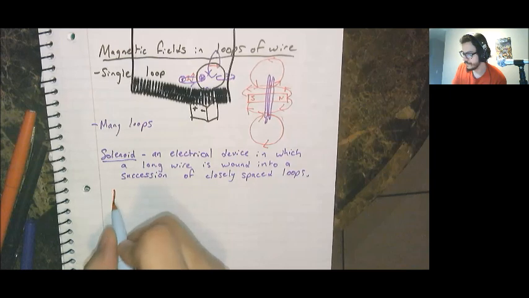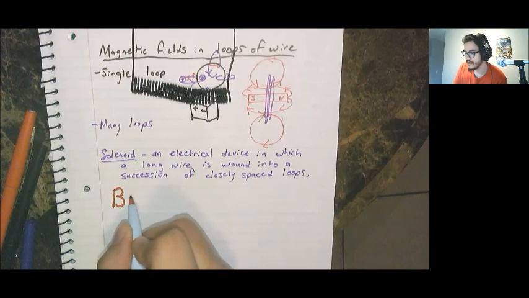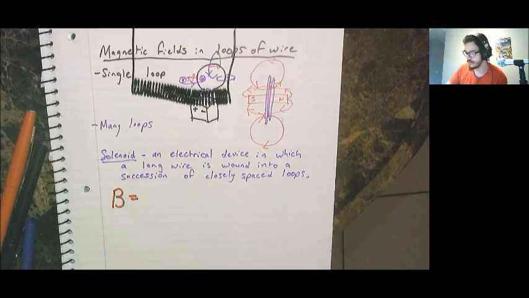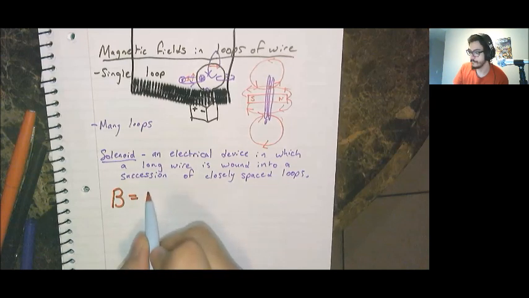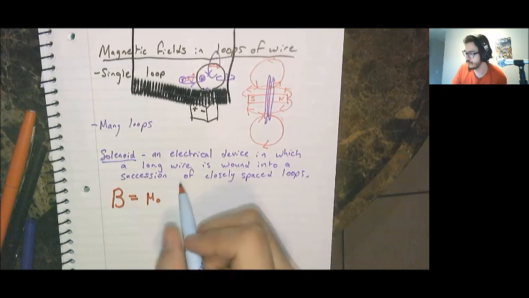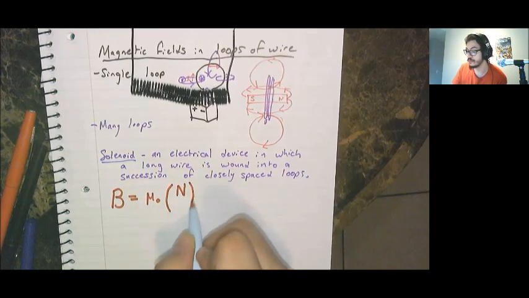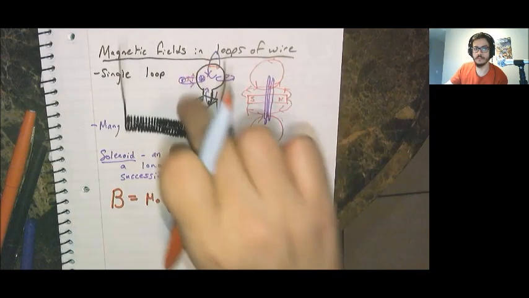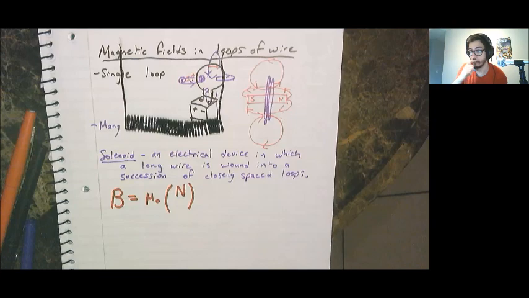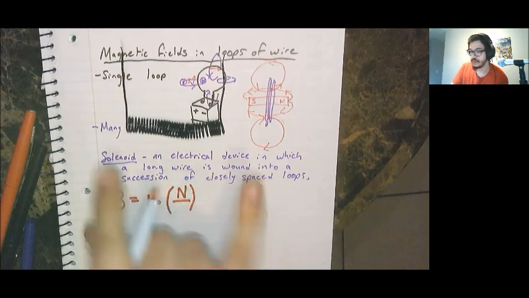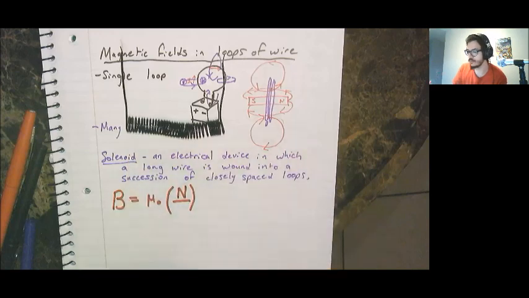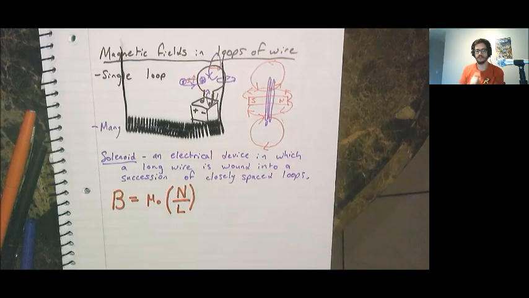Your solenoid, its magnetic field strength B, can be found, of course, it's magnetism in this universe, so what must we include? Mu naught, the permeability of free space. And again, I said this is directly proportional to the number of loops. More loops, stronger. Fewer loops, weaker. But the length of it, that is how far apart those loops are, attenuates it, makes it weaker. And the current through it also is going to be directly related.